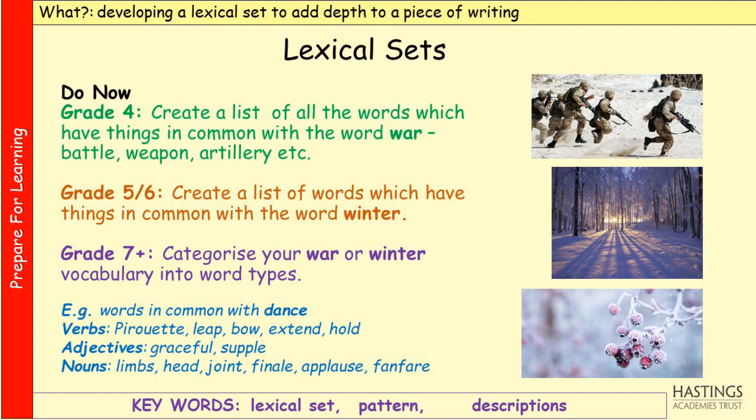If you're aiming for a grade 5 or 6, can you create a list of words which have things in common with the word winter? And if you're aiming for a grade 7 or above, so choose either winter or war, it doesn't matter which one, but then I would like you to categorise that vocabulary into word types. And you've got an example there for words that have things in common with the word dance. So your verbs there are pirouette, leap, bow, extend, hold. Adjectives are graceful, supple, and your nouns there are limbs, head, joint, finale, applause, and fanfare. So pause the video now and give that a go.